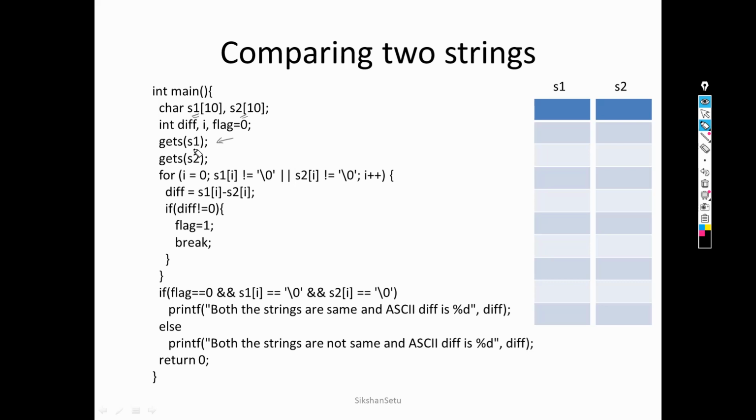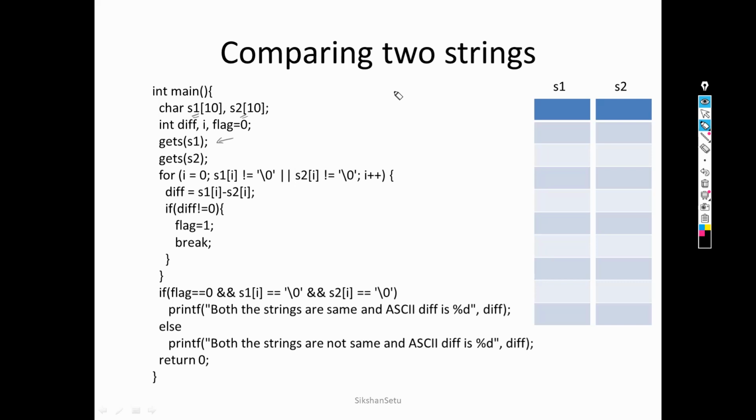Now for comparing the strings, what was the logic? The logic is very simple. We need to take one character from both the strings. We will compare them, or perform ASCII subtraction of them. If the difference is 0, then we move to the next character. And if the difference is not 0, then whatever difference value we get, that value will be returned back. This is the fundamental logic.